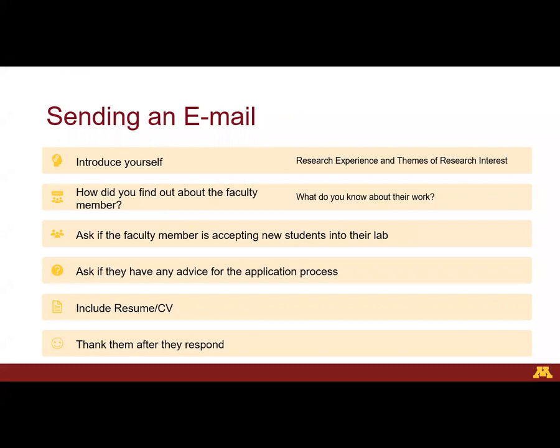Now that you've investigated programs and research labs of interest, you can begin reaching out to faculty members about joining their lab. When you get ready to send an email, be sure to include these things listed on the screen. First, introduce yourself. Faculty members have said they enjoy briefly hearing about your past and current research experience and general themes of research interest for future projects. Next, mention how you found out about the faculty member. Did you see them on the program website? Did one of their colleagues encourage you to make a connection, or did a current U of M faculty member or lab PI suggest you look into their work?